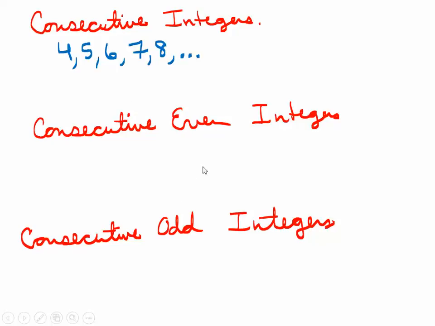So how about this here? I'm going to start writing down consecutive integers, randomly starting at 4. There's nothing special about 4. But if I start off at 4, so 4 goes to 5, then goes to 6, then goes to 7, then goes to 8. On and on and on.